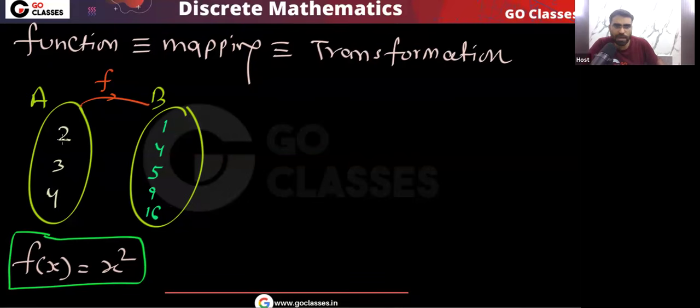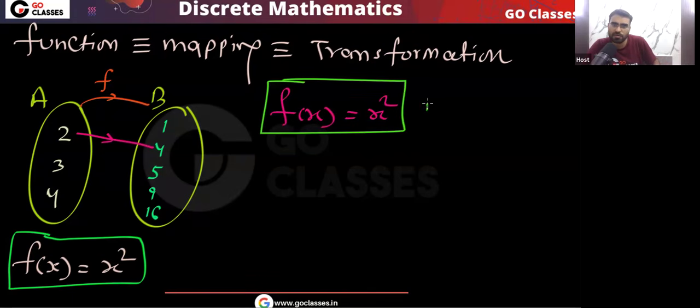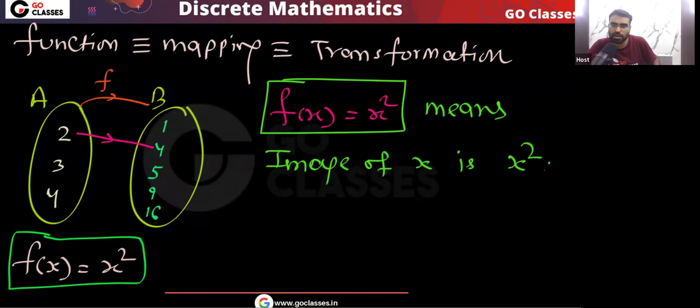Remember, I am defining this function so that f of x is equal to x square. What will be f of 2? f of 2 will be 4, yes or no? What does this statement actually mean? This means the image of x is x square. So f of 2 is 2 square, that is 4.